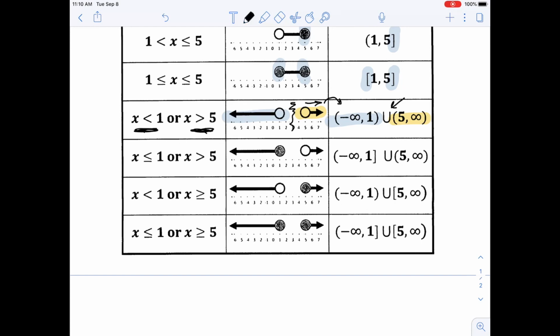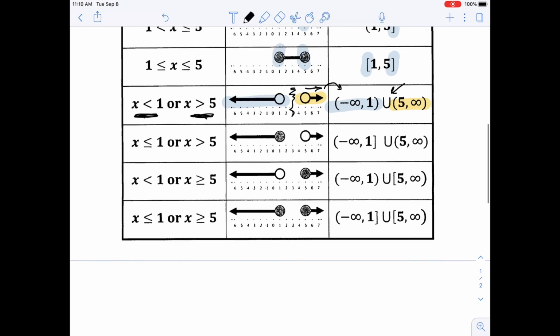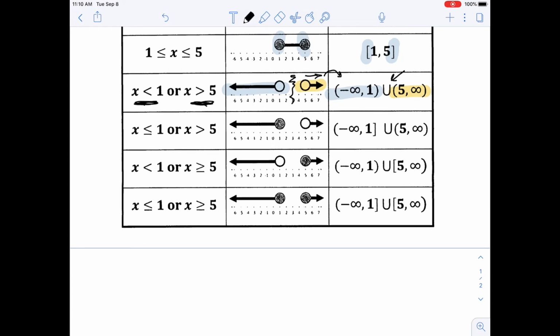All right, so looking at the last three examples, you can see the only difference, again, has to do with either your closed circle, because you're including the value with the equal sign, or you're switching it to a bracket because you're including that value. That's the only difference between those.